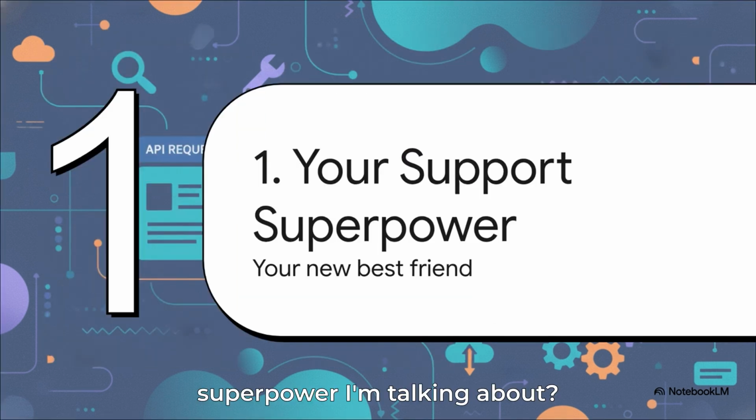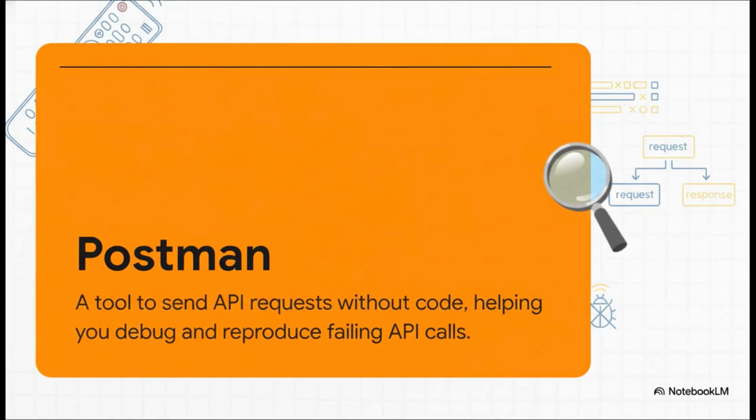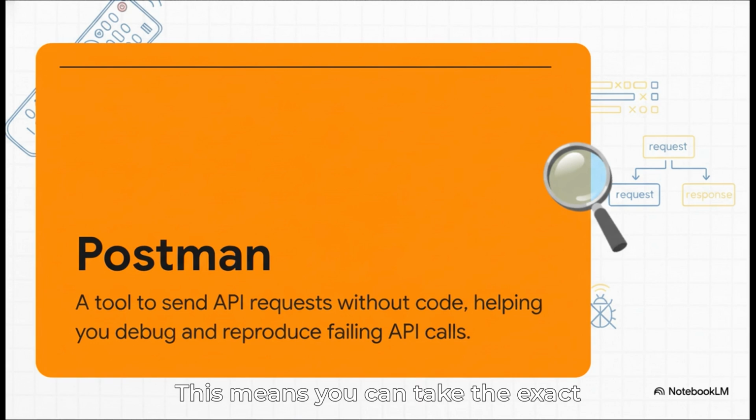So what is the superpower I'm talking about? It's the ability to perfectly, and I mean perfectly, reproduce a customer's issue right there on your own machine. And the tool that gives you this power is Postman. You can think of Postman as like a universal remote for any API out there. Instead of having to ask a developer to write a special script, you can just use its simple interface to send requests and see exactly what the server sends back. This means you can take the exact data a customer is using, run the very same request, and instantly see if you get the same error. It just takes all the guesswork out of debugging.